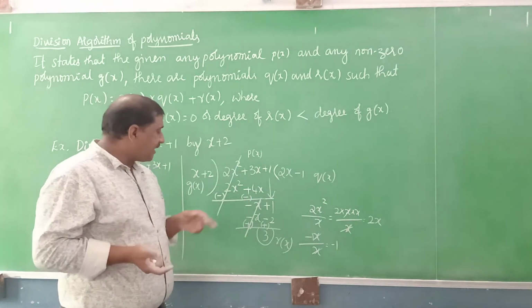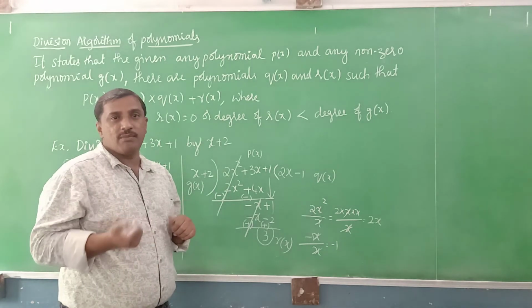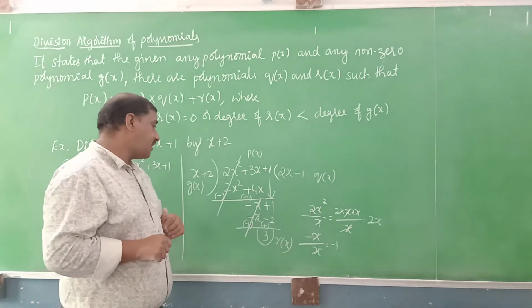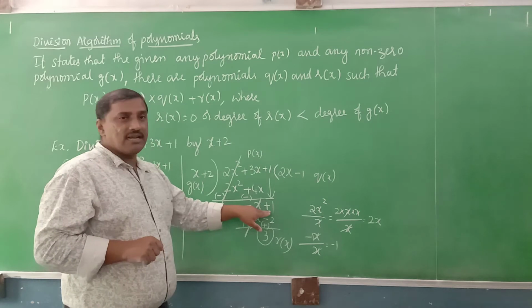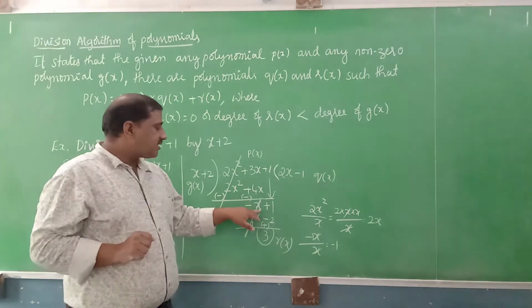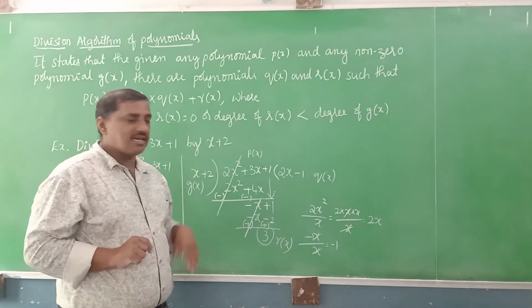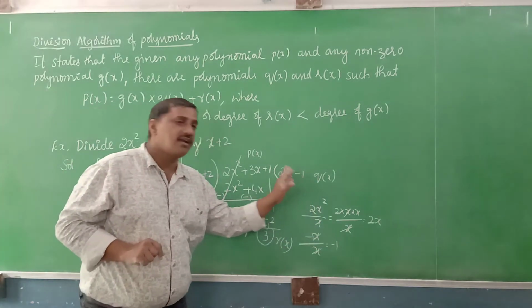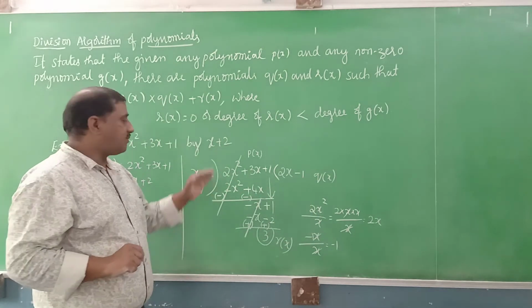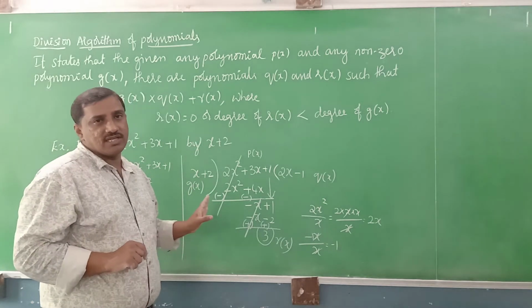While you are subtracting, signs will change. That is, plus will become minus, minus will become plus. Then after that, you will get the second dividend. Again, divide the first term of the second dividend with the first term of the divisor. You get the quotient, place it here, and continue the same step. Like this, we will do the division.